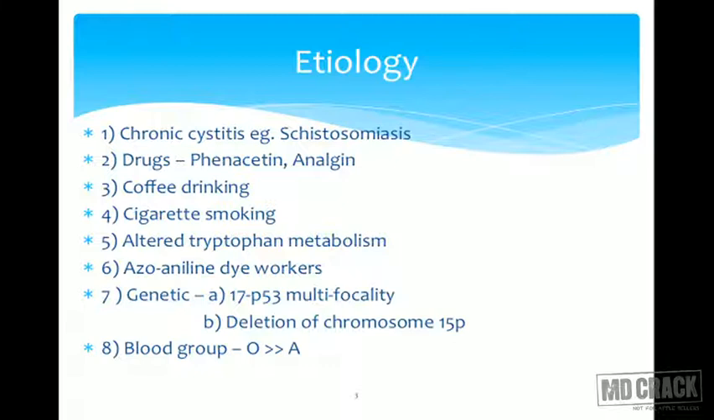Few industrial workers such as azoaniline dye workers are prone for development of CA bladder. Genetically, there is deletion of short arm of chromosome 15, that is 15p, which is a protective tumor suppressor gene. Its deletion leads to formation of CA bladder. Plus 17p53 multifocality has also been observed in CA bladder. Blood group: patient with blood group O is more prone to have CA bladder than blood group A.